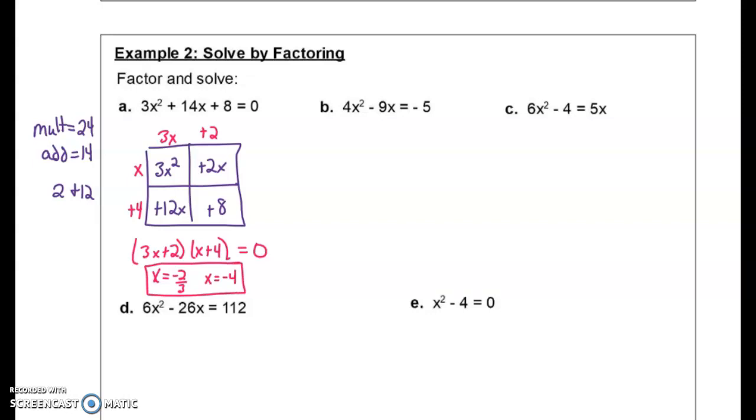And if you wanted to check your solutions, you could plug negative 2/3 back in for both x's and type it in your calculator, it should equal 0. And then do the same thing with negative 4. Type it in your calculator, and it should equal 0. All right, let's do one more like this, and then we're also going to make sure to visit E because it looks slightly different. So let's go ahead and do D.